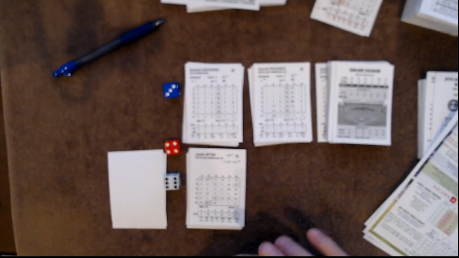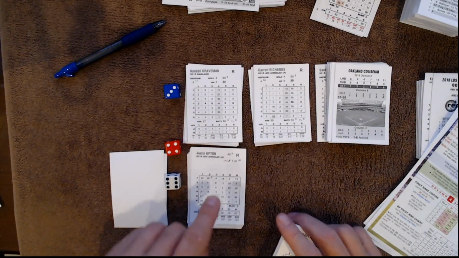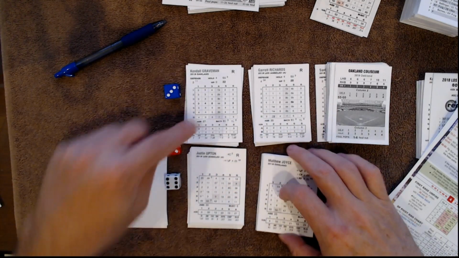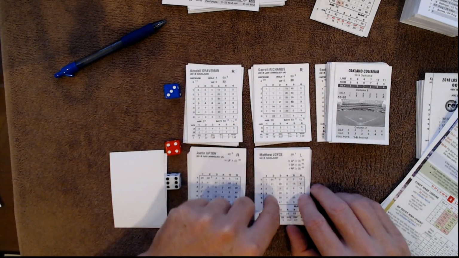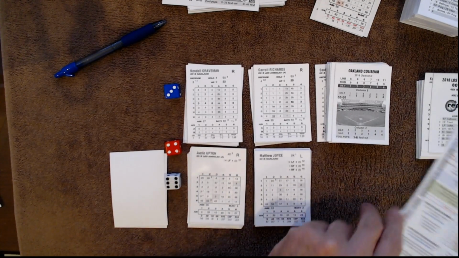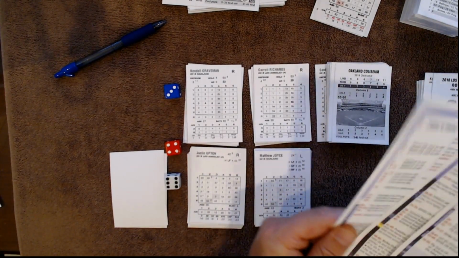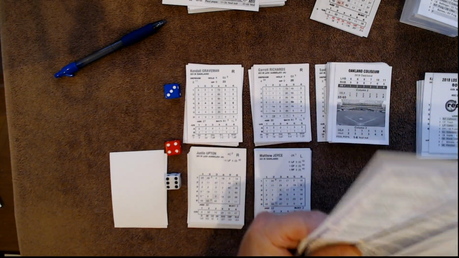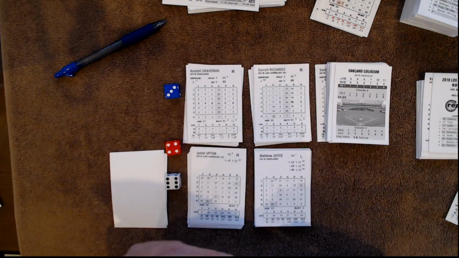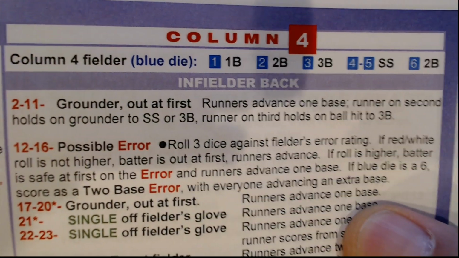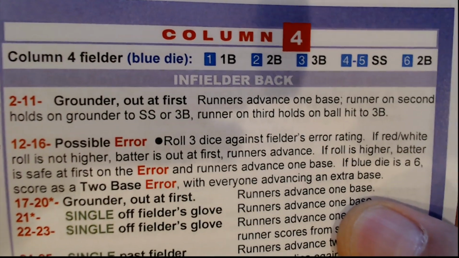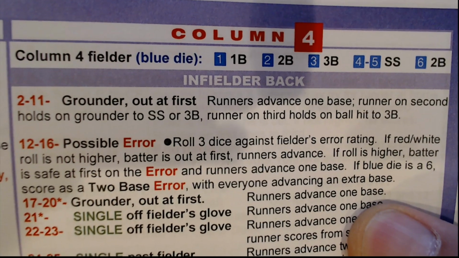So 1 plus 1 is 2. One from the batter's card, one from the pitcher's card based upon his infielder's range. So 2 on column number 4. I already know what that is, but I'm going to show you. All right, so we've got column 4, and you can look at the blue die for the fielder.